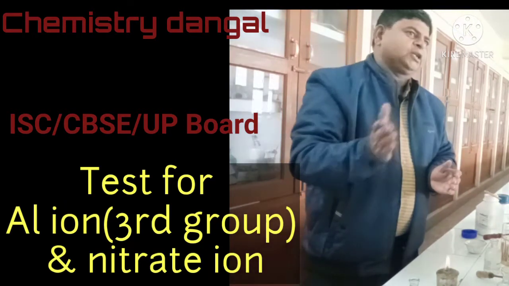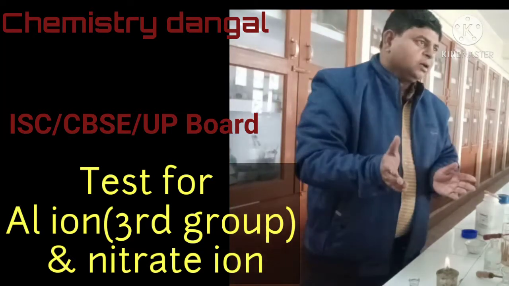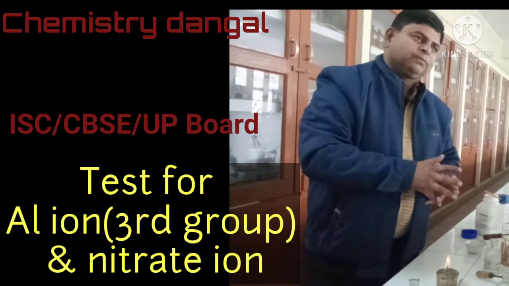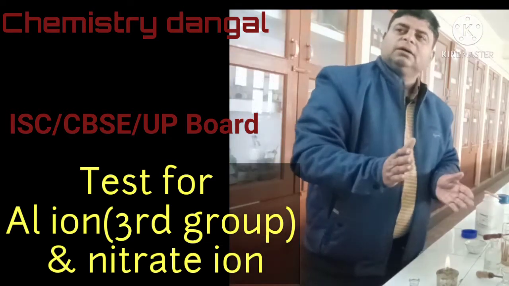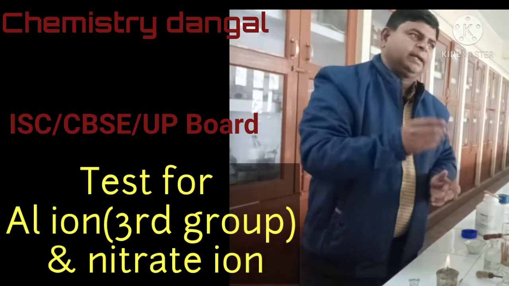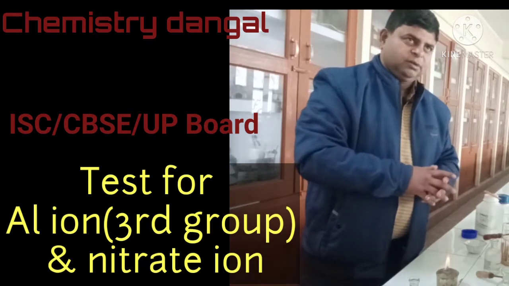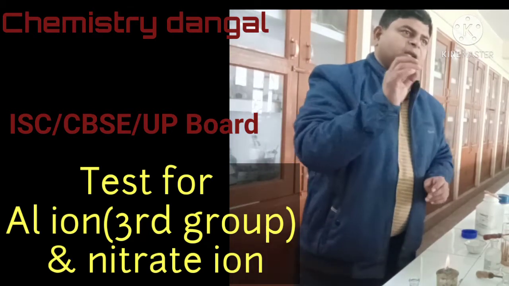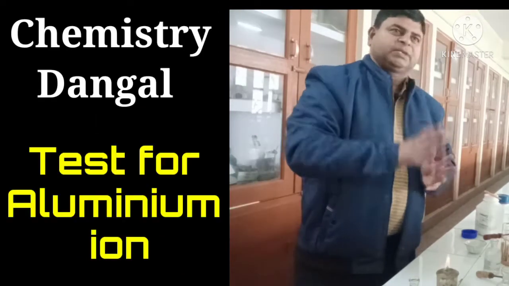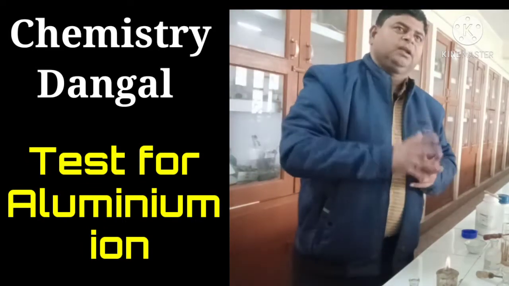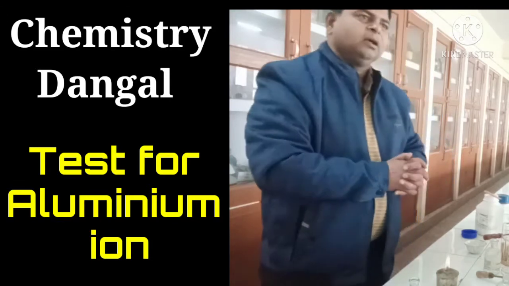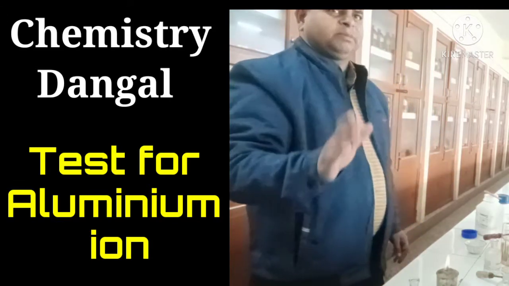So boil off H2S properly and then add 2 to 3 drops of concentrated HNO3 and then again boil off, and then add solid ammonium chloride, 1 pinch of solid ammonium chloride, and then excess of NH4OH. If precipitate is formed on addition of excess of NH4OH, then third group will be present. So you can see very clearly that on addition of ammonium chloride and excess of ammonium hydroxide, third group will be present because precipitate is formed.